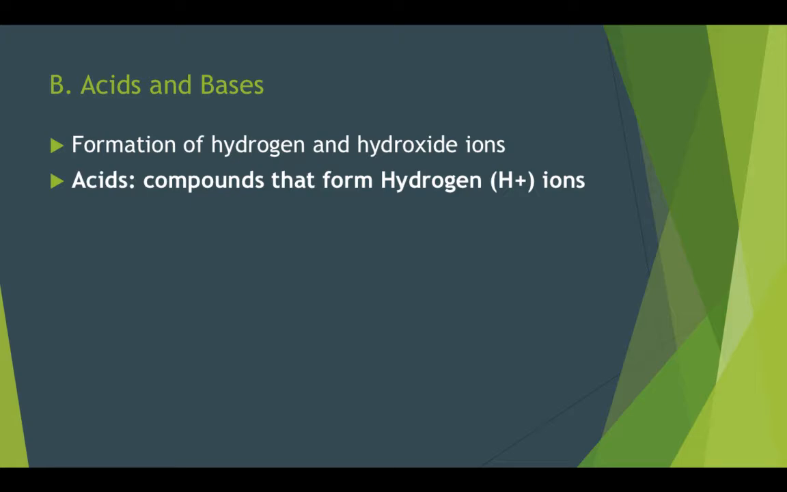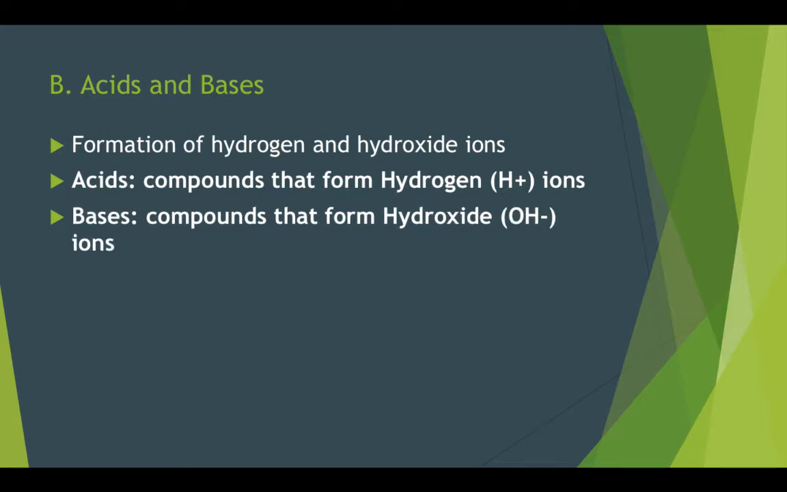I do not just want to see an H. That's not going to be acceptable. I need to see an H plus if you are going to use that on your work. Whereas bases, on the other hand, are compounds that form hydroxide ions, which are OH negative ions. Again, either way you want to write it is fine with me, but I need to see the plus and minus signs. Make sure they're written in capital letters. So capital O, capital H, and a negative sign in order to receive full credit.